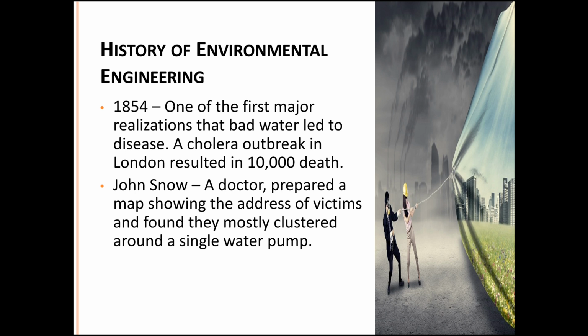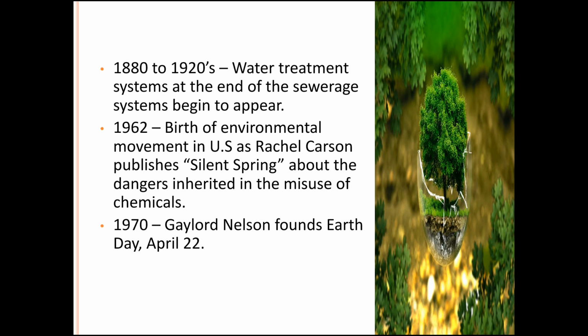So, history of environmental engineering. In 1854, one of the first major realizations that bad water led to disease. A cholera outbreak in London resulted in 10,000 deaths. John Snow, a doctor, prepared a map showing the addresses of victims and found they mostly clustered around a single water pump. 1880 to 1960: water treatment systems at the end of the sewerage system began to appear.